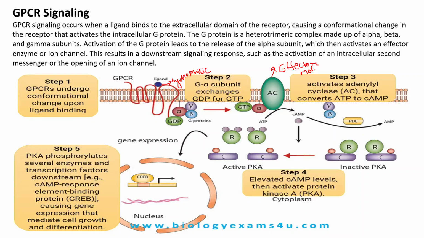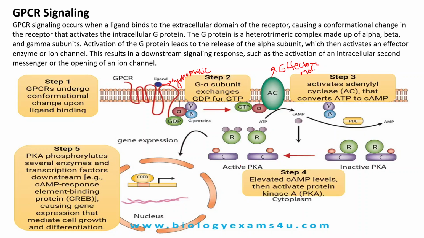Elevated cyclic AMP levels then activate protein kinase A. In the cytoplasm there is inactive protein kinase A. Protein kinase A has two subunits: one is the regulatory subunit, and the other is the catalytic subunit. This cyclic AMP will bind to the regulatory subunit of the protein kinase A and activate this inactive protein kinase A.